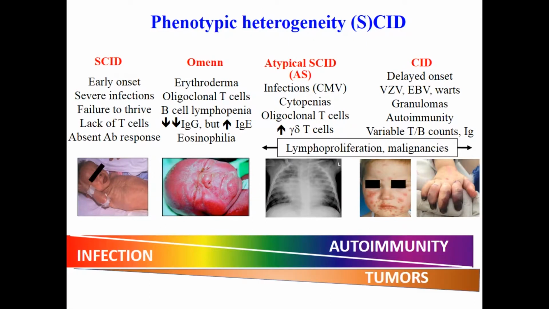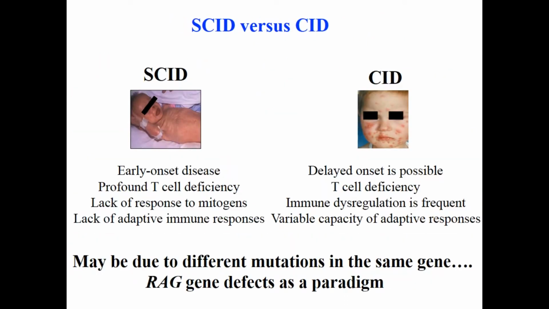Also, what happens in the patients with CID and atypical SCID is that they are more prone to malignancies, especially lymphomas, but not only lymphomas, which is something we don't really see very much in patients with SCID and Omenn syndrome. So, again, just to reiterate one more time, you may have defects in the same gene resulting in very different phenotypes. So different mutations may sustain different phenotypes. And one example of this would be recombinase activating gene defects.